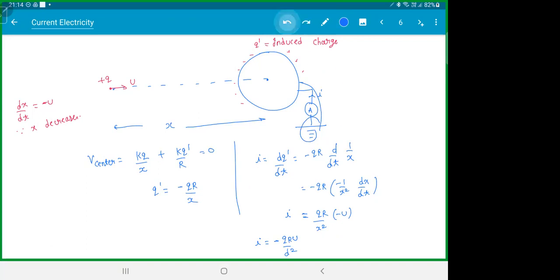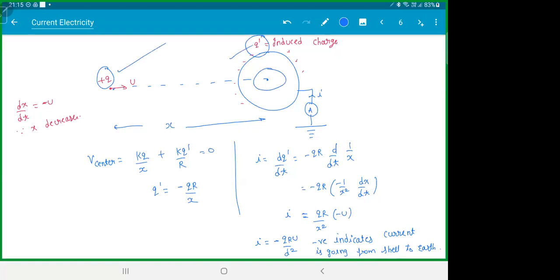There is a meaning of minus. The direction we assumed is wrong. Negative indicates current is flowing from shell to earth. We assumed reverse. Current is going from shell to earth. Please check. It's a good one. So the idea here is when a charge Q is there at a distance x, it will induce some charge Q dash such that the potential due to Q and Q dash is 0 at the center. From there you got the induced charge and then you differentiated dQ dash by dt.